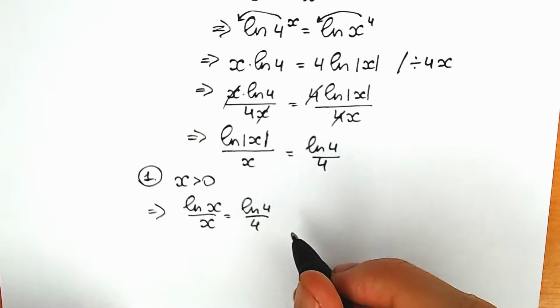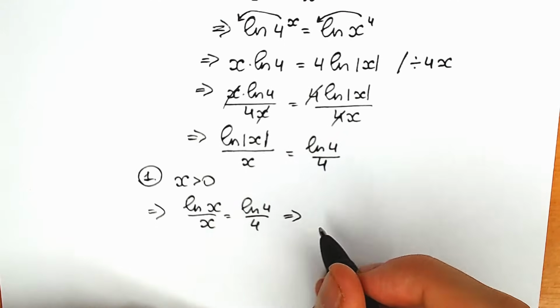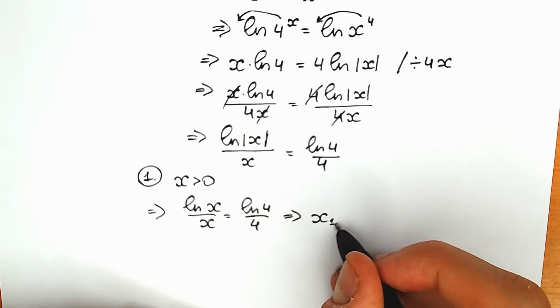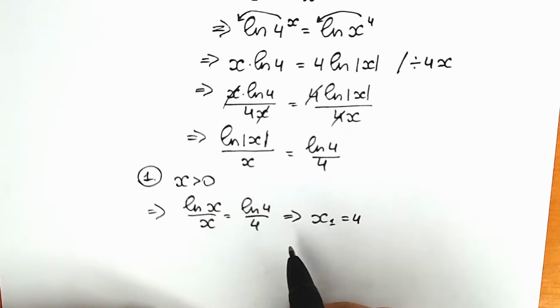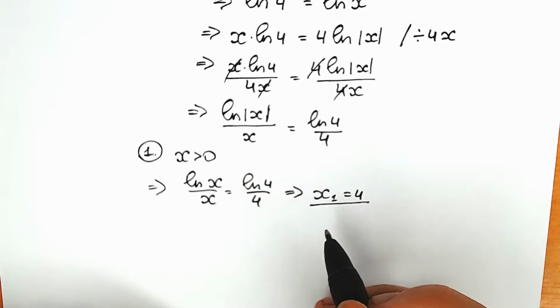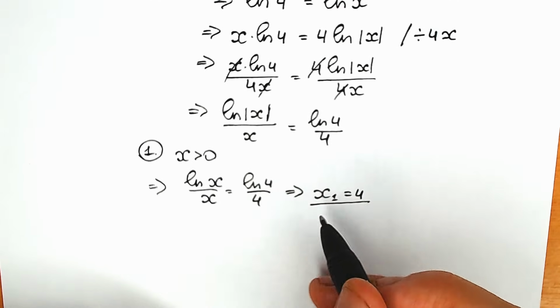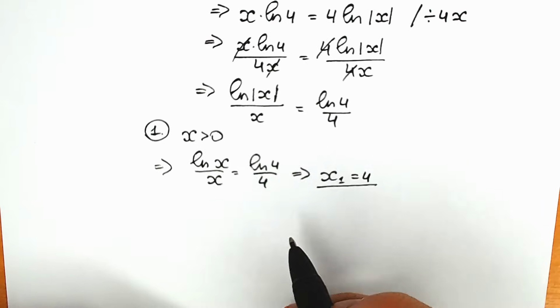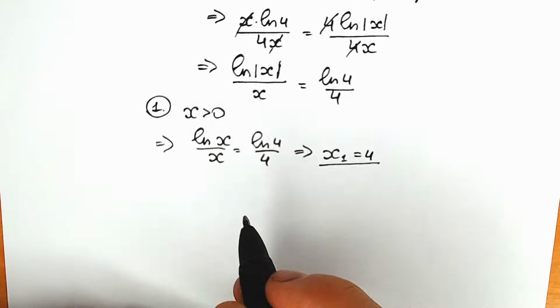From here, we can easily say that our x first is equal to 4. But this is not all the roots. We can find only one root this way. Right now, let's try to do some manipulation. How can we find other roots?